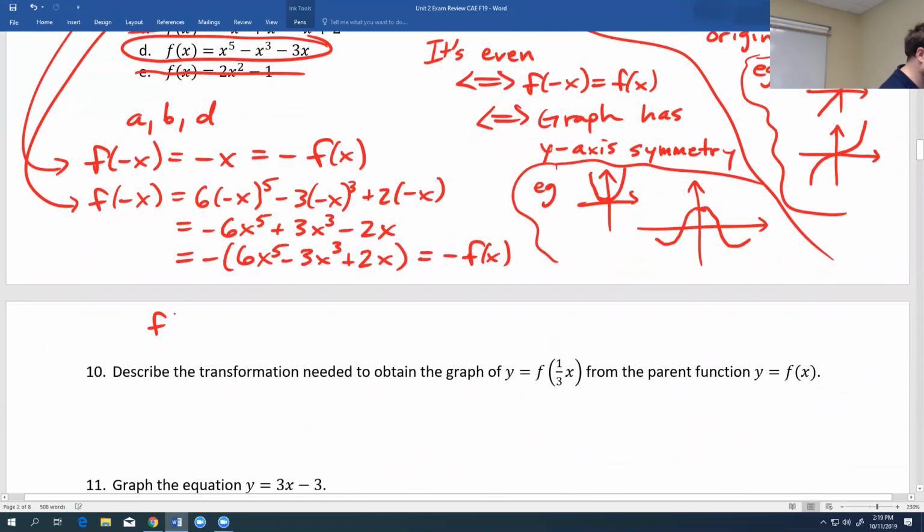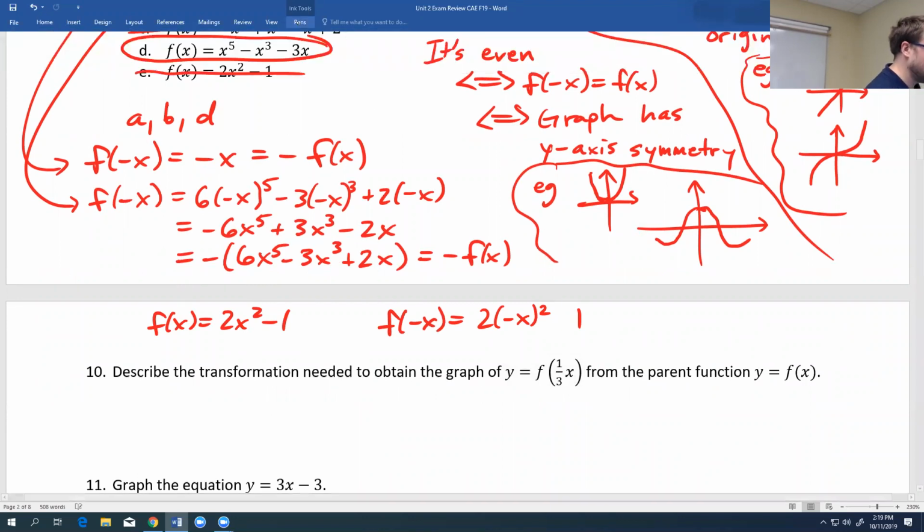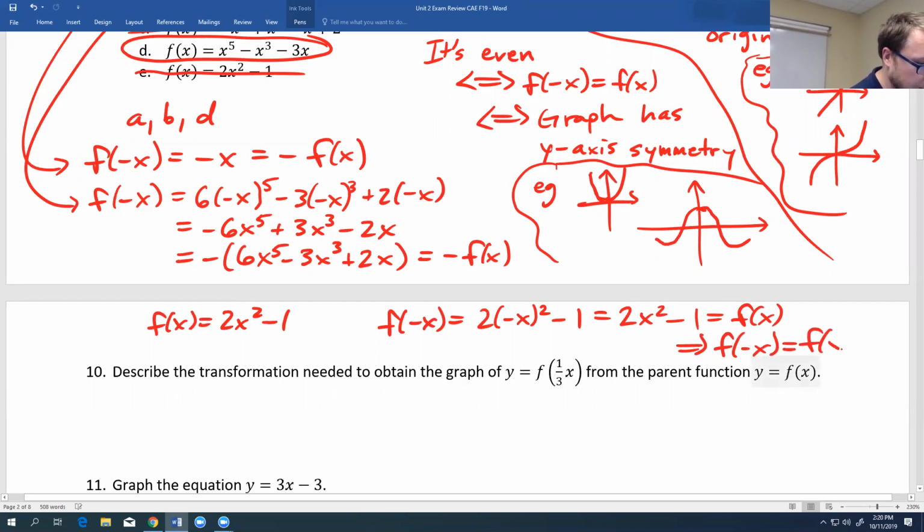So that's f of x equals 2x squared minus 1. If I do f of negative x, I get 2 times negative x squared plus 1, or I'm sorry, minus 1. So what's negative x quantity squared? Well, that's just x squared, so I get 2x squared minus 1, but that's just the original function. So you can see that f of negative x is equal to f of x, which is the definition of an even function.